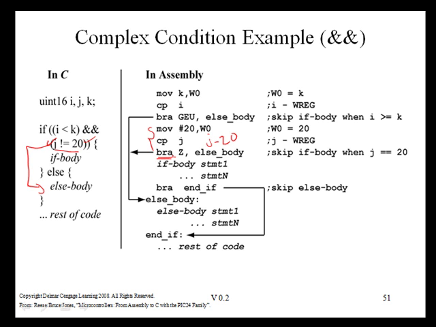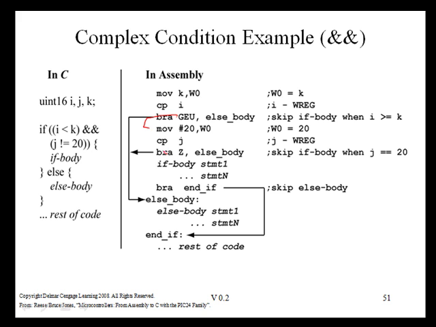So we need the false test here. The false test for the not equal will be the equal condition. The equal condition will be true if the z flag is equal to a 1, that is if j is equal to 20. So we'll do a branch always on z flag equal to 1, on 0 to the else body, and execute the else body.